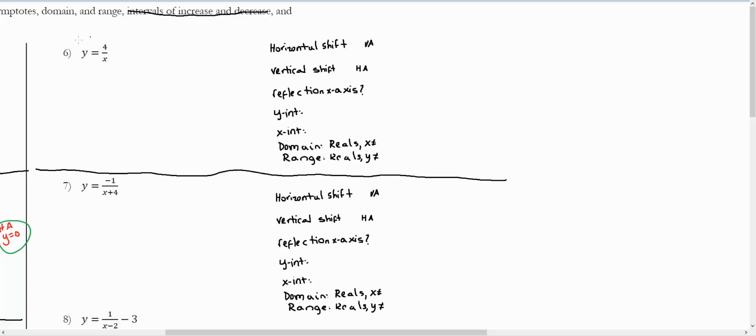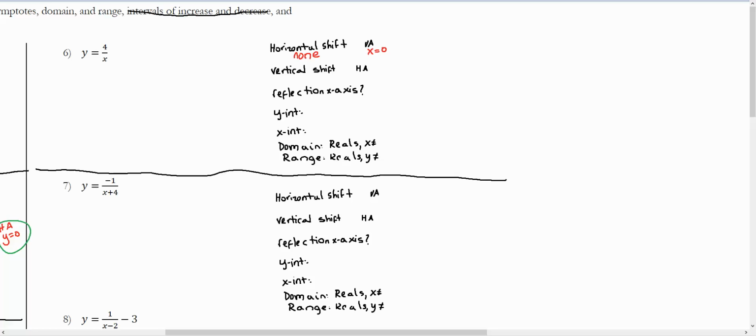All right, focusing on number 6. Sorry, I'm just going to skip around since I copied and pasted these. Number 6, the first thing you want to ask yourself is, does it have a horizontal shift? Well, you see how the denominator is just x. You're not doing plus or minus in the denominator. So there is no horizontal shift. All right, so set x equal to 0. What do you get? You get x equals 0. So that's your vertical asymptote.